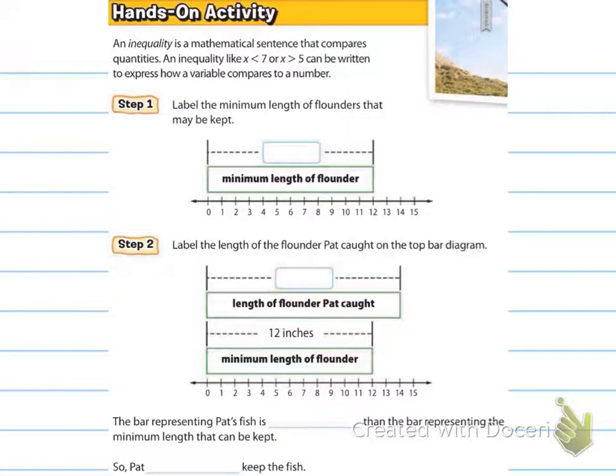Alright, so the hands-on activity says an inequality is a mathematical sentence that compares quantities. An inequality like x is less than 7 or x is greater than 5 can be written to express how a variable compares to a number. So the first step is that we're going to label the minimum length the flounder can be. Okay? So this is our minimum length of the flounder. It's 12. So the first thing that we're going to do is mark that it's 12 inches.